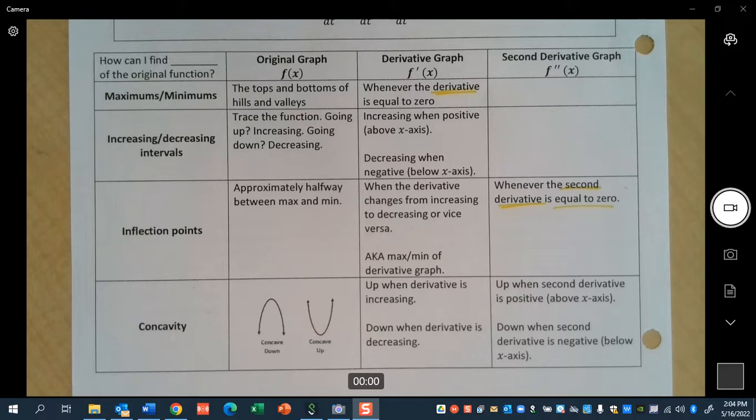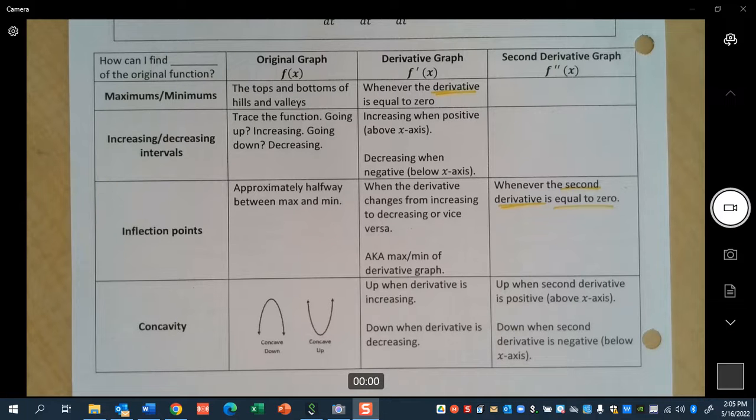So I like this chart because I'm hoping it helps us organize and structure our conversations. What are we talking about? Our original graph, the derivative graph, or our second derivative graph? Because at the end of the day, anytime you're analyzing a function, you're using the first and second derivative to help you tell the story of your original graph. Your original graph is your situation. That's your story. That's whatever prompted you to do the math in the first place.